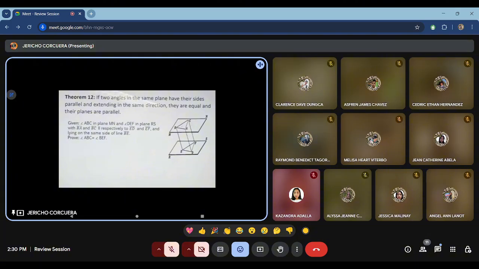So we have two angles, ABC and DEF. ABC is on plane MN, and DEF is on RS. And BA and BC are parallel to ED and EF. They're parallel because the two angles have their sides parallel, extending in the same direction, so they're equal. And the planes are parallel, MN and RS rather, and lying on the same side of line BE.